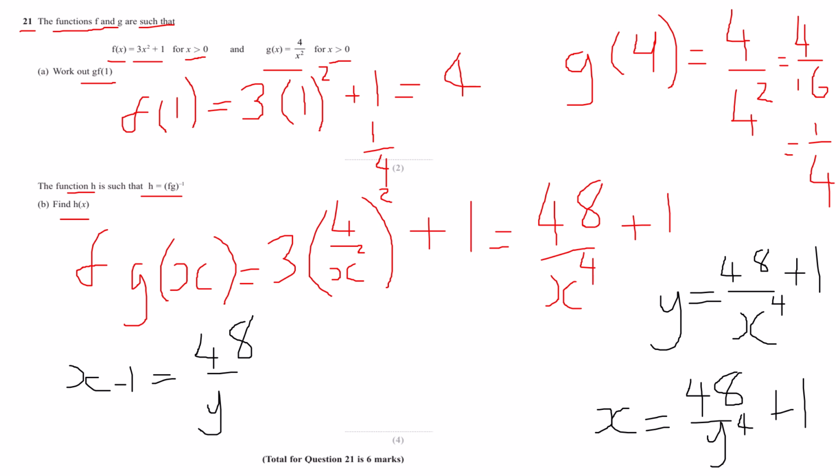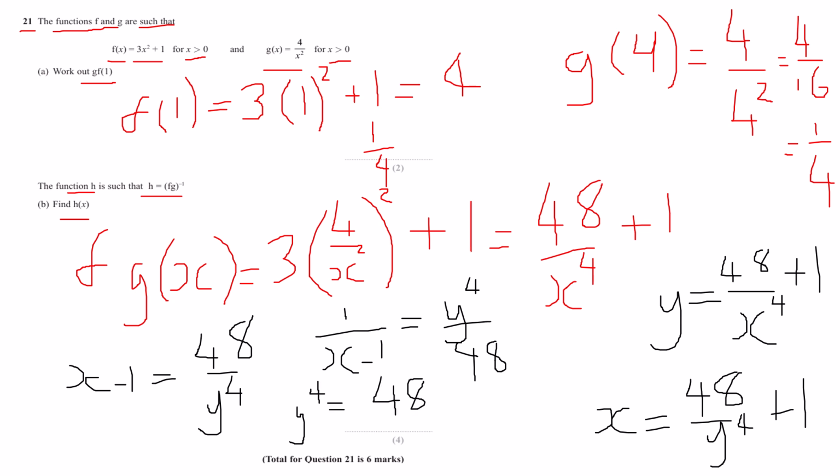Step 2 here, I can do it one of two ways. I'm going to reciprocate both sides. I'm going to have 1 over x minus 1. So flipping both sides, reciprocating both sides, so turning it upside down, I have y to the 4 over 48. I'm going to multiply it by 48. So I'm going to have y to the power of 4 is equal to 48 over x minus 1.